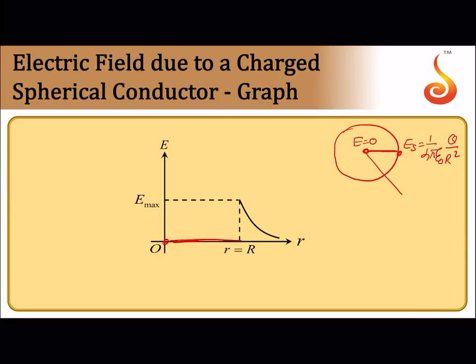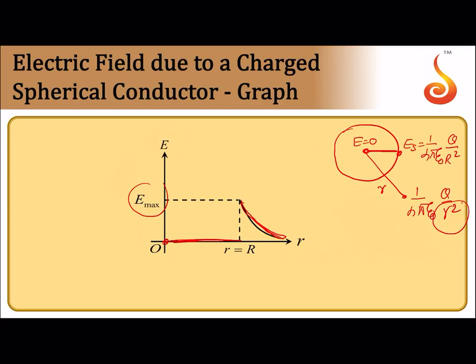And electric field at a point outside is 1 by 4 pi epsilon naught q divided by small r square. That means now outside it is 1 by r square dependence. That is what we have seen here. So this is the kind of variation. And the electric field is maximum at the surface, isn't it? The electric field is maximum at the surface. And outside it is 1 by r square dependence.